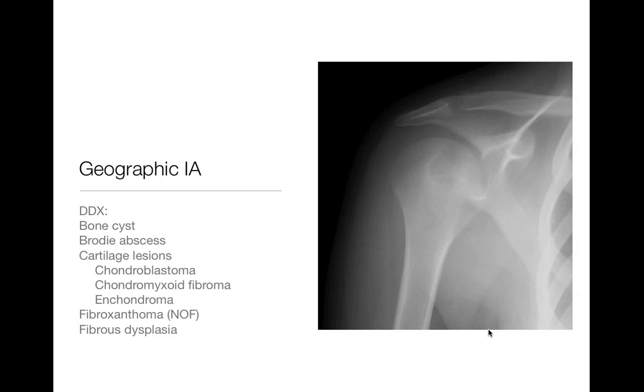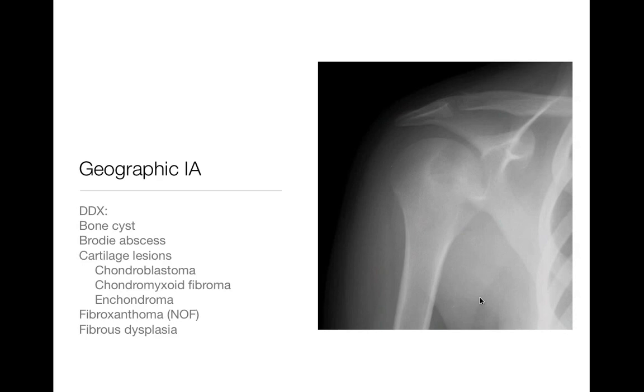On our right here, we have another example of a geographic 1A lesion. So we have a geographic lytic lesion, narrow zone of transition, sclerotic border, which is centered in the epiphysis of the proximal humerus. In this case, this was a chondroblastoma, but this could have easily been a Brodie's abscess. Those are probably the two best differentials for this lesion, though you can think about other things as well. But again, geographic 1A lesion, narrow zone of transition, nice sharp sclerotic border.